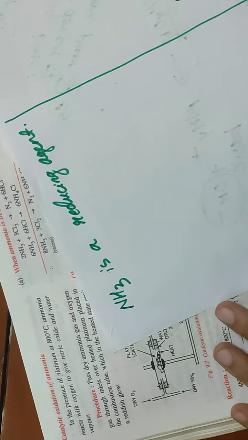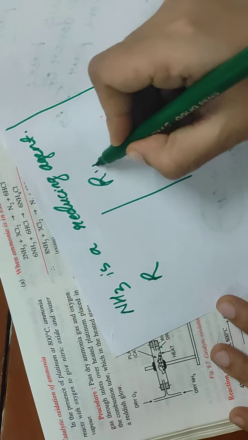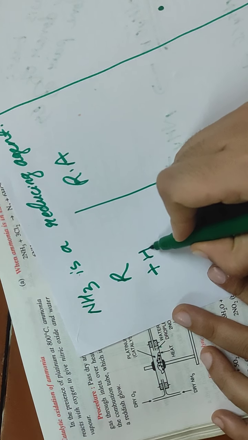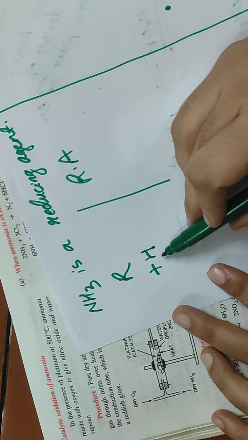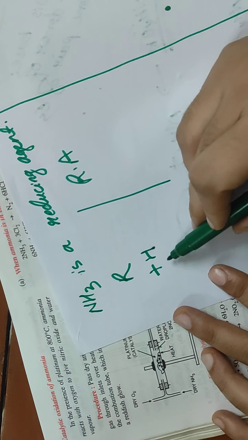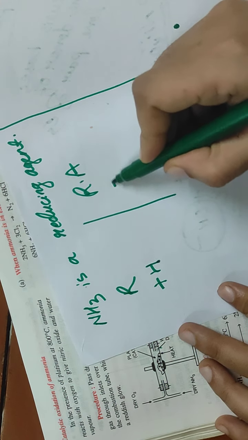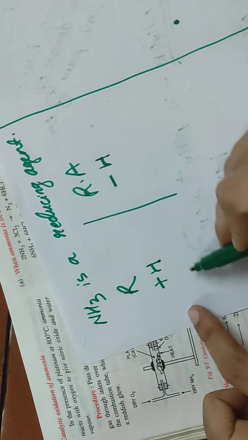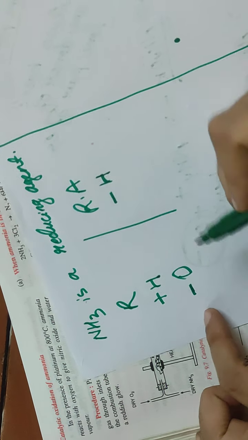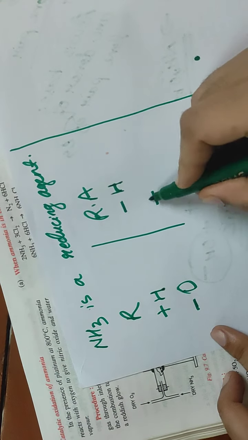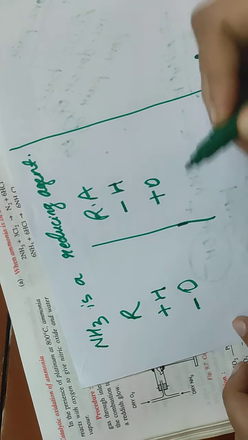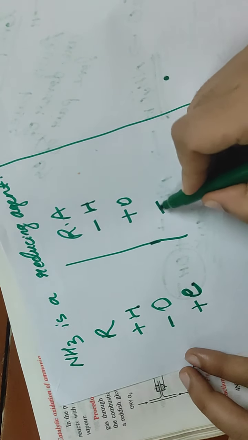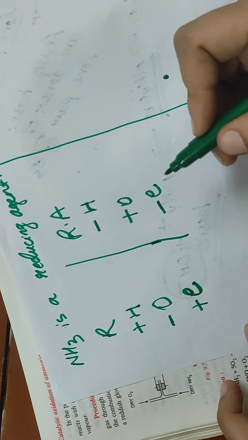For this you take these things, reduction and reducing agent. In the process of reduction, hydrogen is added, and the agent which gives hydrogen for adding is the reducing agent. So the reducing agent will lose hydrogen so that reduction can be facilitated. In the case of reduction, oxygen is removed, so this reducing agent will accept oxygen so that reduction can be facilitated. And in reduction there is gain of electrons, so this reducing agent will lose electrons so that the reduction can be facilitated.